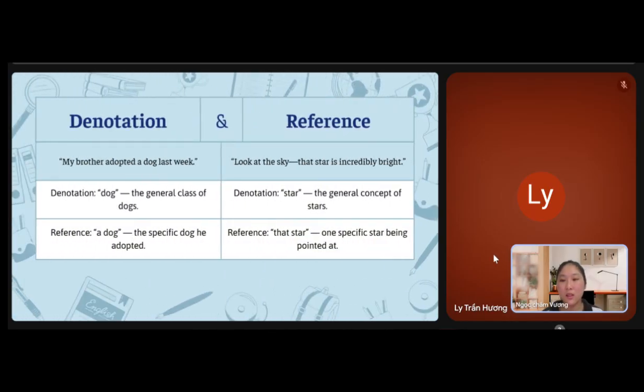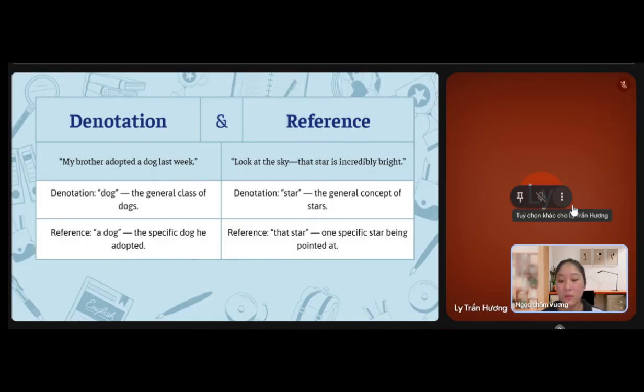Example: my brother adopted a dog last week. Denotation: dog, the general class of dogs. Reference: a dog, the specific dog he adopted. Look at the sky. That star is incredibly bright. Denotation: star, the general concept of stars. Reference: that star, a specific star being pointed at.